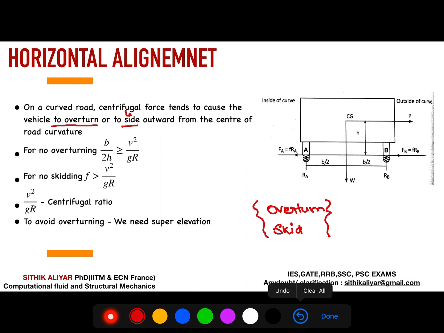So in a horizontal curve, there will be a radius. Since there is a radius, when your vehicle goes around it, since your vehicle is making a circle, two things are possible because of the sudden introduction of the centrifugal force. Either your vehicle can overturn, or your vehicle can skid. Okay, so to avoid overturning, what should you do? Consider the figure.